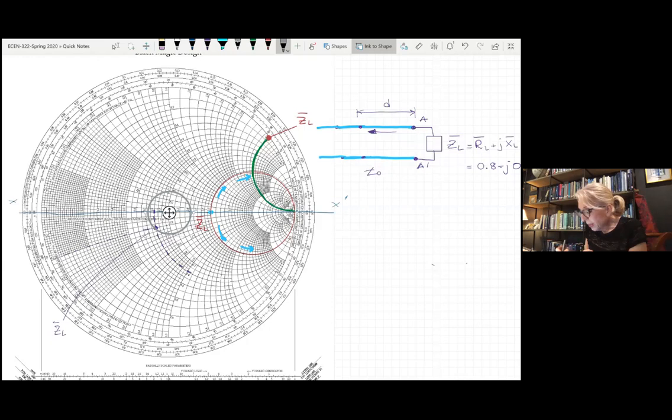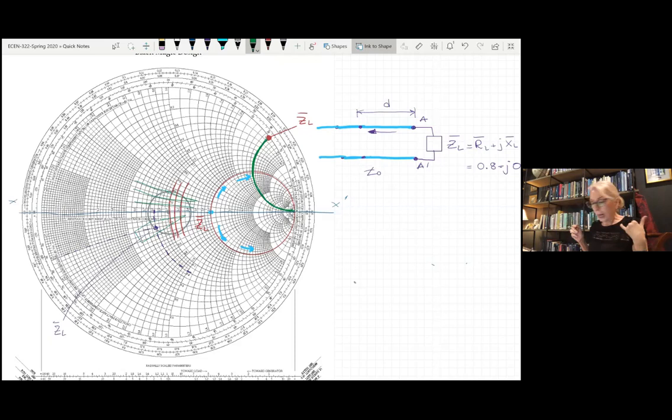So, in fact, let me keep that gray. And then you can see red circles here. And you can see green circles here. Green. Green here. So I have to manage any movement on the Smith chart by jumping from one to another accordingly. So you need to remember this.